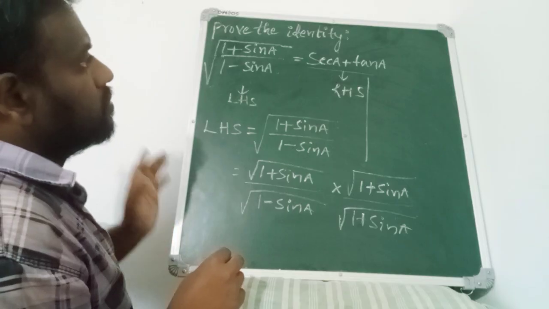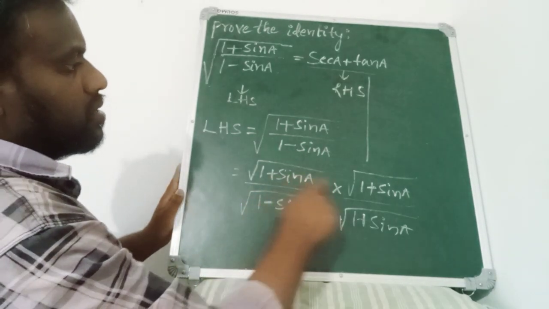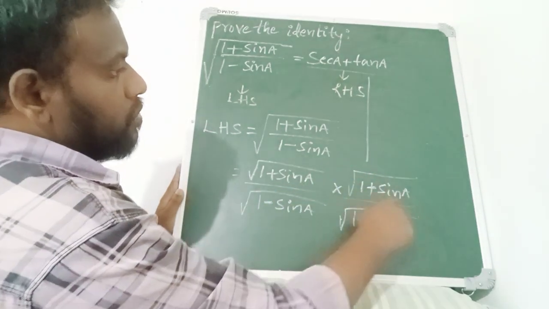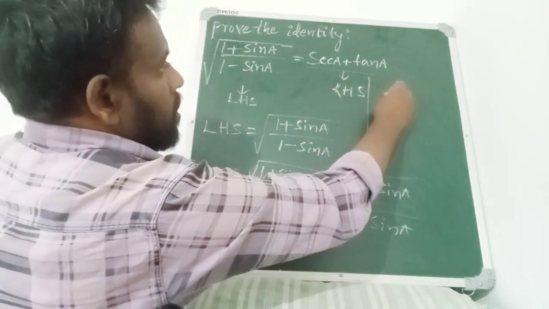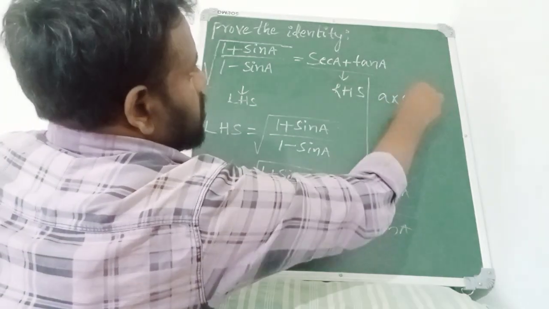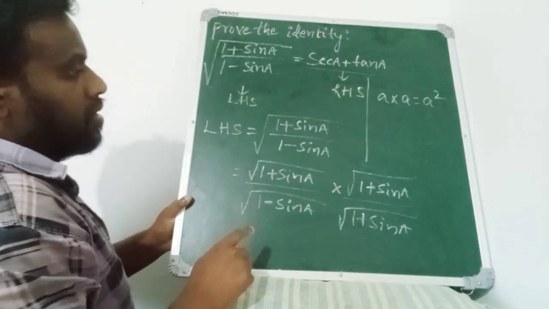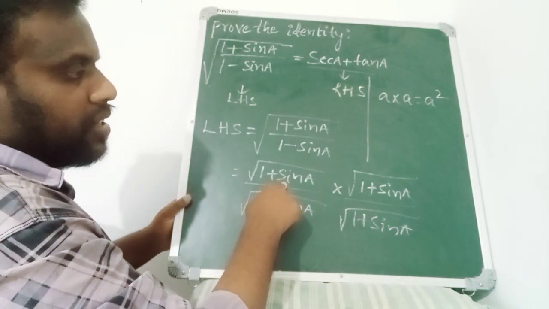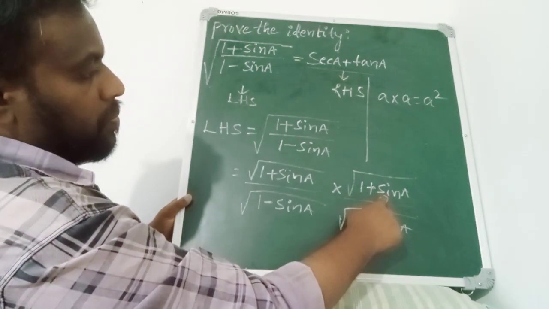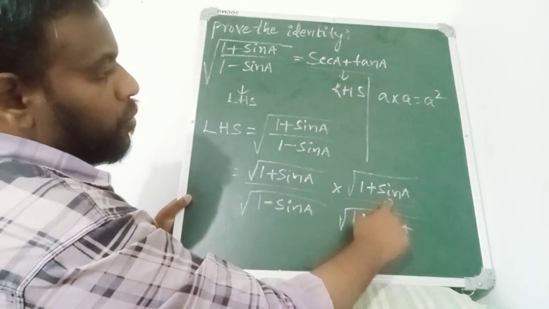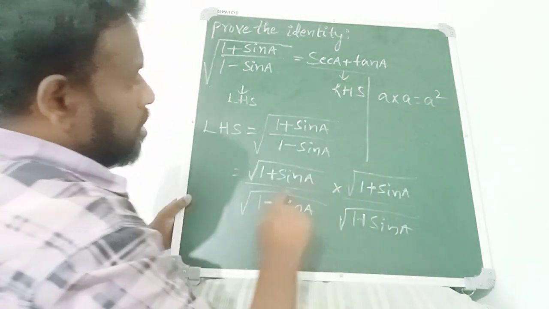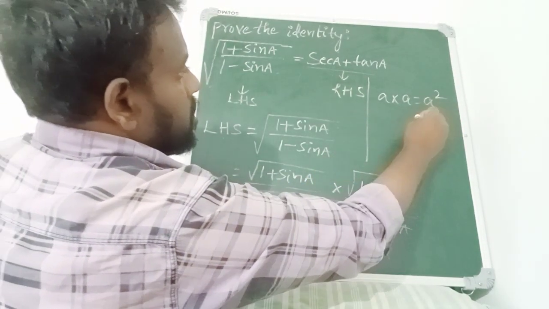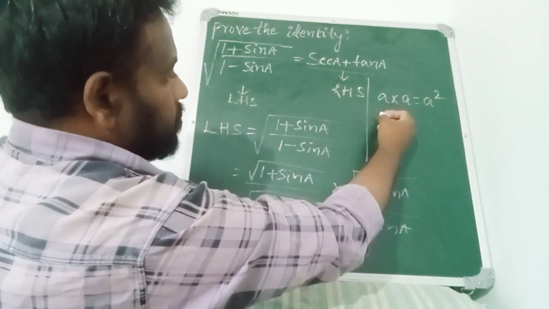Now consider this and this. See, square root of 1 plus sin A, here also same thing, square root of 1 plus sin A. Say A into A is equal to A square. If you take this as A, this is also A because both are the same. So it's like A into A. What will it become? A square. So in place of A, what do we have? Square root of 1 plus sin A. So A square means, I will write it here.